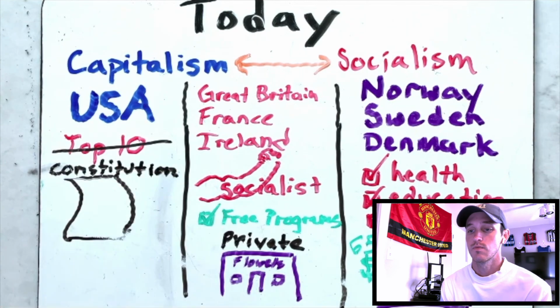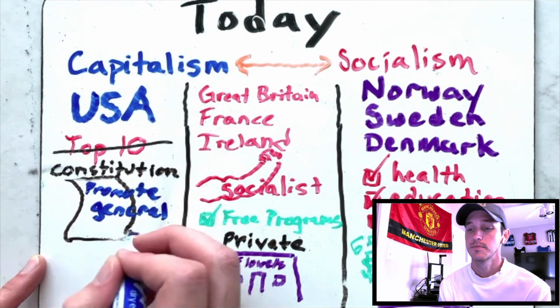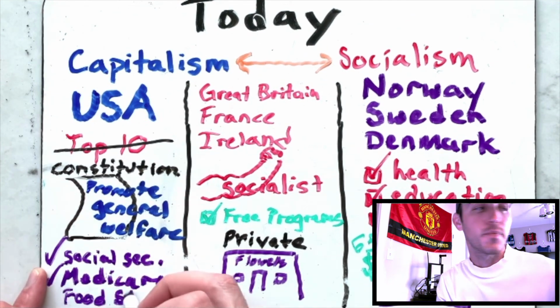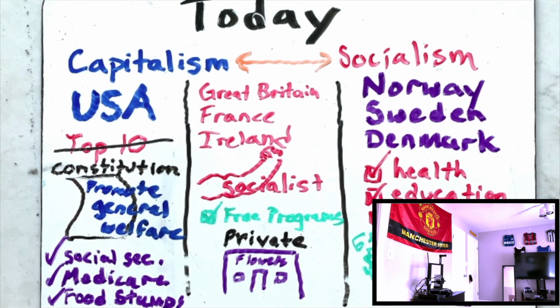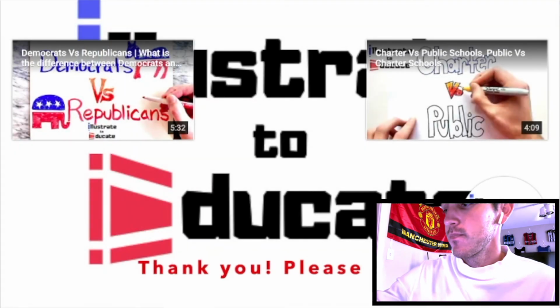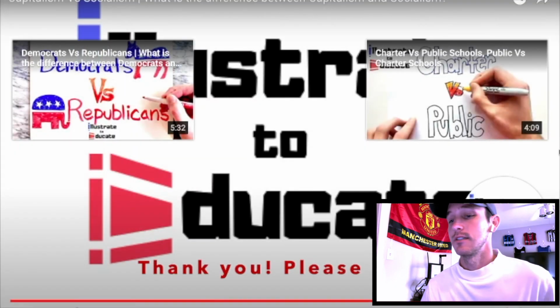countries. The preamble of the U.S. Constitution sets one of the nation's goals to promote the general welfare. To meet this goal, the U.S. employs certain socialist-like programs. Thank you for watching. If you like this video, please subscribe to it.